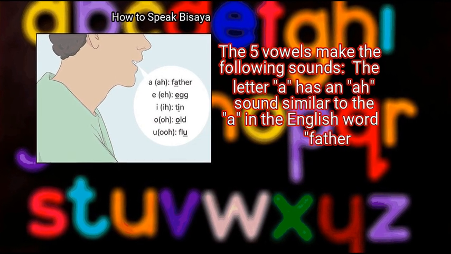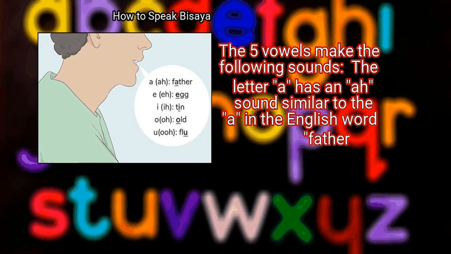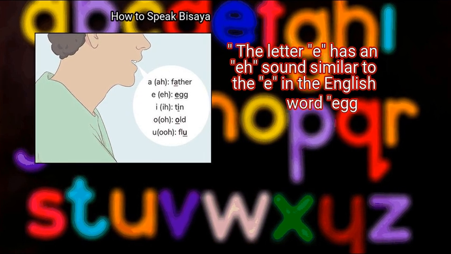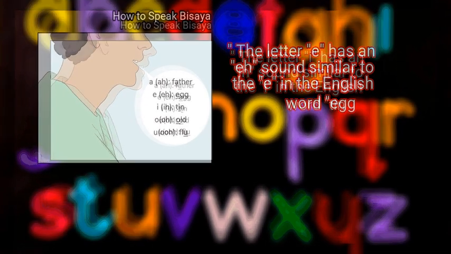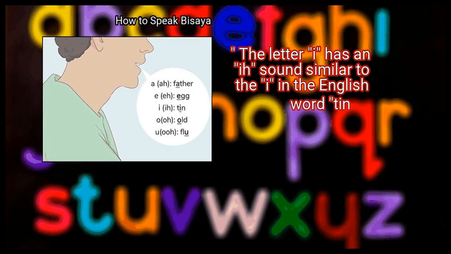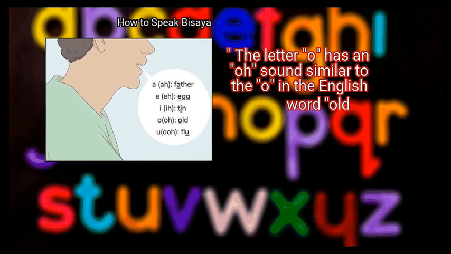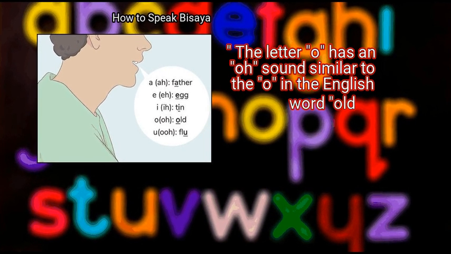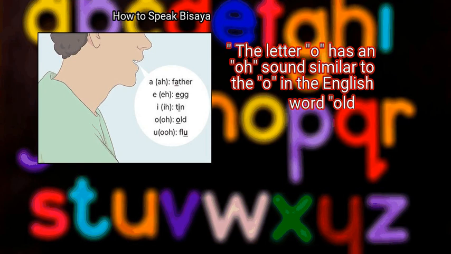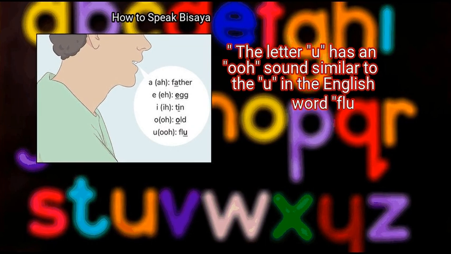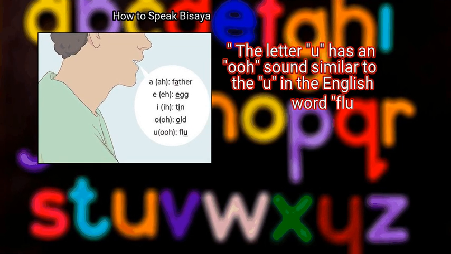The letter A has an A sound similar to the A in the English word father. The letter E has an E sound similar to the E in the English word egg. The letter I has an IH sound similar to the I in the English word tin. The letter O has an O sound similar to the O in the English word old. The letter U has an OO sound similar to the U in the English word flu.